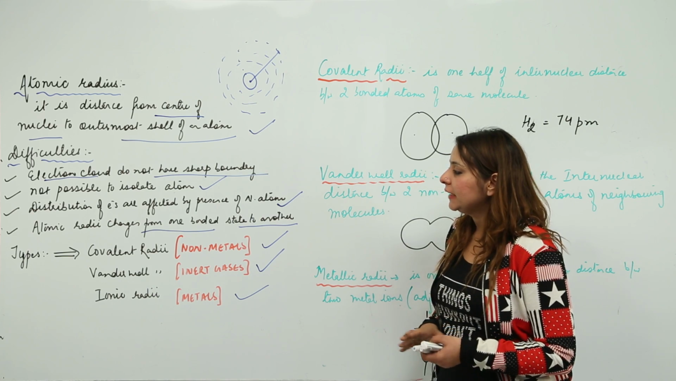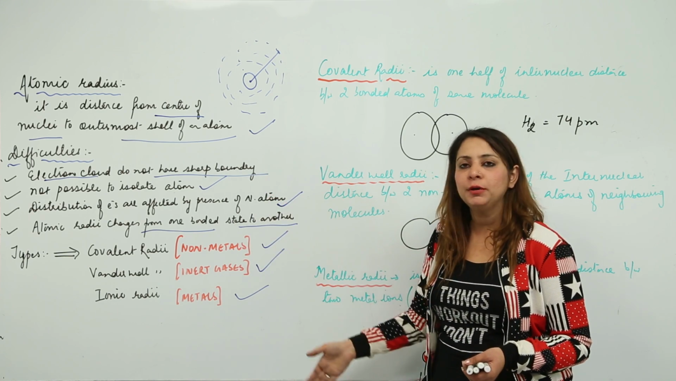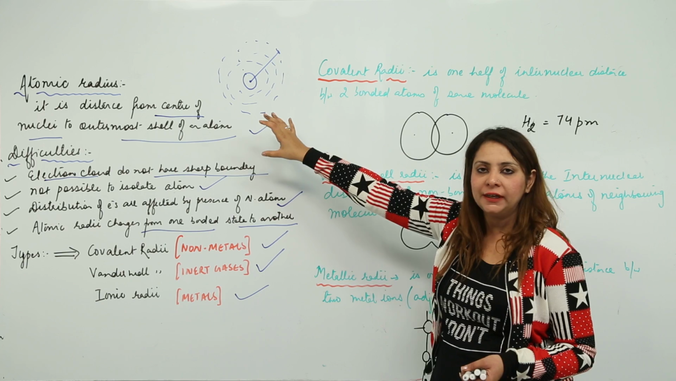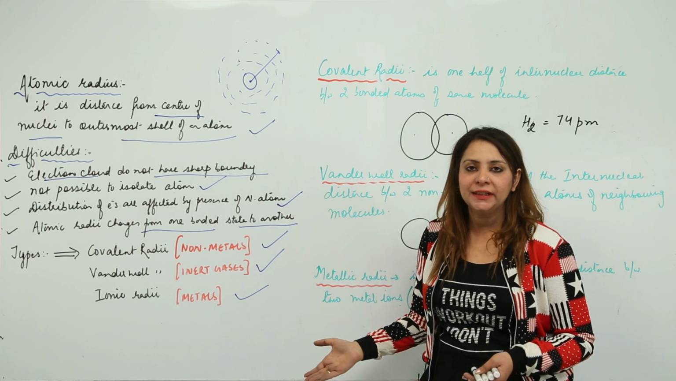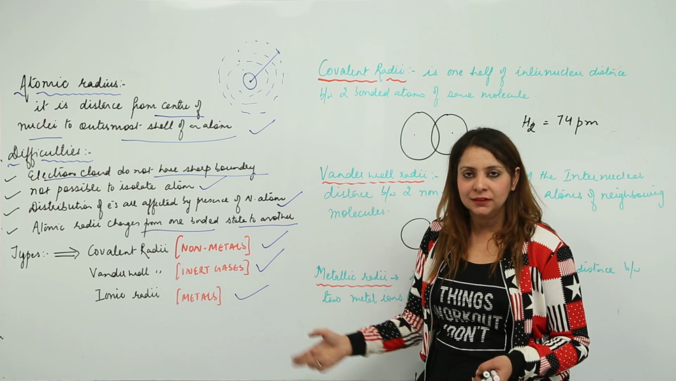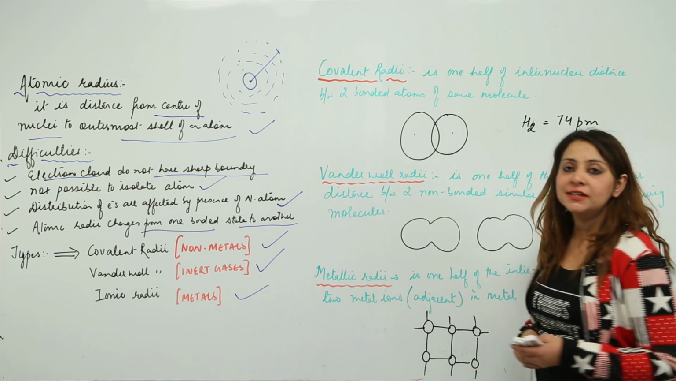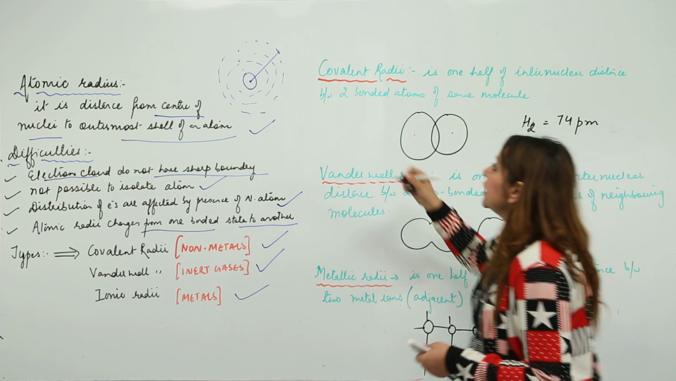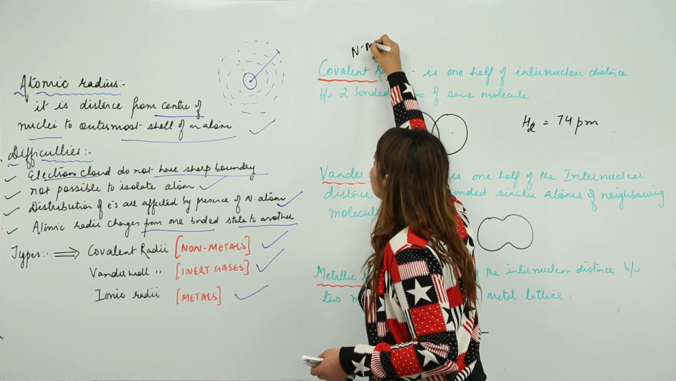So we will be discussing that though these three of them belong to a single category, that is atomic radius, still there is a difference between the radii, right. So we are going to discuss what actually these radii refer to. So first we have covalent radius. As I told you, it occurs in case of non-metals.